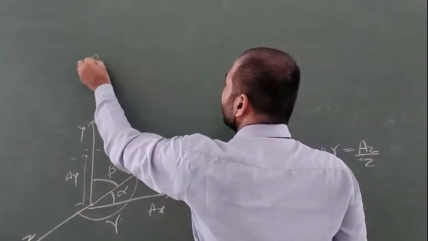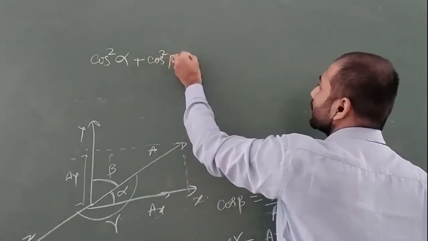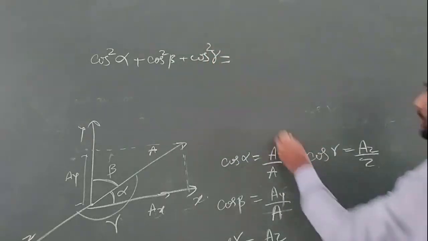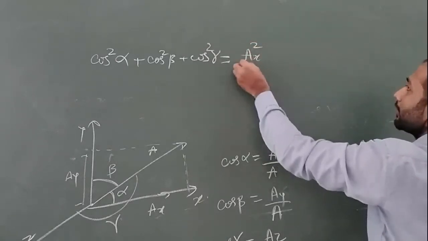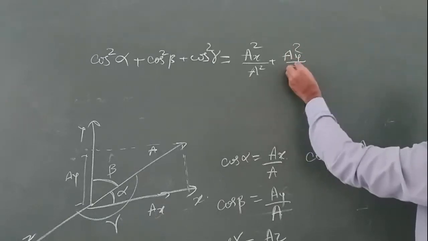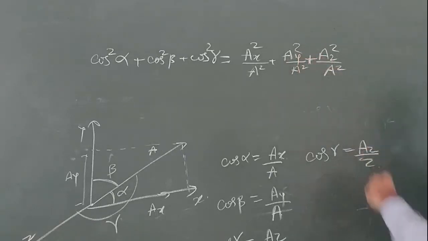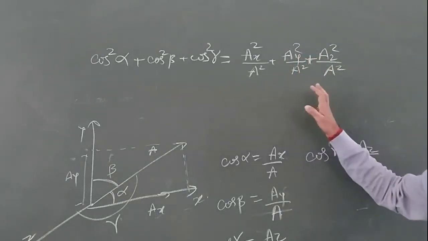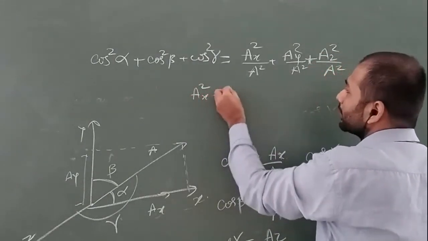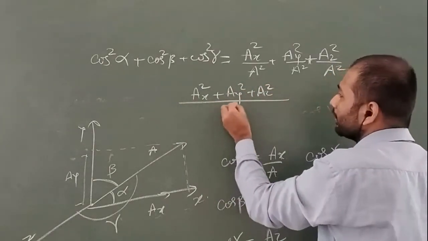So what I am doing, I am adding cos square alpha, cos square beta plus cos square gamma. Alright, let's see what we are getting. So this is ax square upon a square plus ay square upon a square and az square upon a square. Alright, so if I take a square common, what I am getting in the numerator is ax square plus ay square plus az square upon a square.